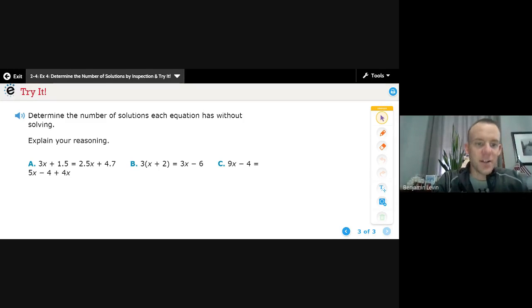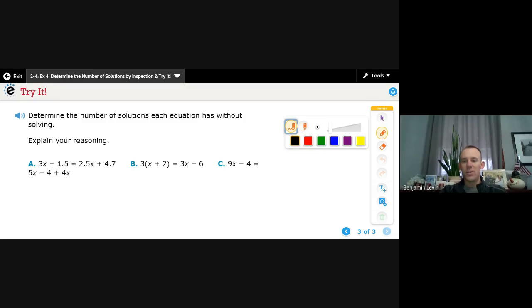This is going to ask us to use reasoning to figure out the number of solutions. It's not even asking us to solve them. We might do it for fun, just to practice, but it wants us to use reasoning to figure out if there are no solutions, infinite solutions, or one solution.